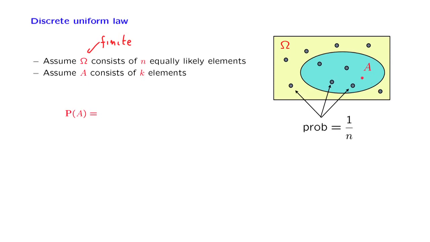Consider now some subset of the sample space, an event A, that has exactly k elements. What is the probability of the set A? It's the sum of the probabilities of its elements. There are k elements, and each one of them has a probability of 1 over n, and this way we can find the probability of the set A. So when we have a discrete uniform probability law, we can calculate probabilities by simply counting the number of elements of omega, which is n, and counting the number of elements of the set A. That's the reason why counting will turn out to be an important skill, and there will be a whole lecture devoted to this particular topic.